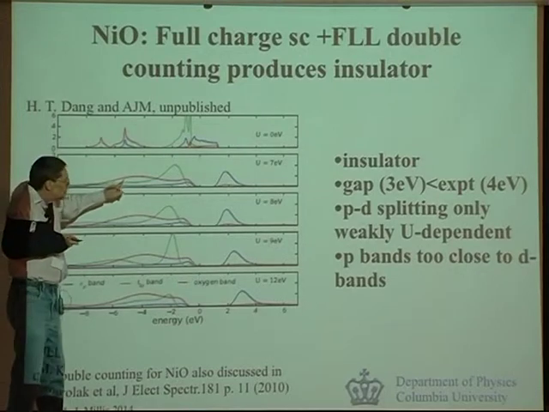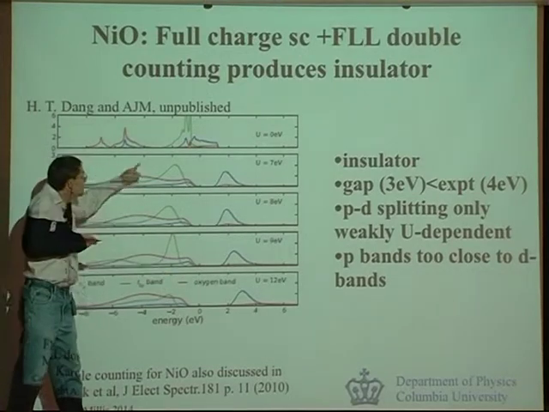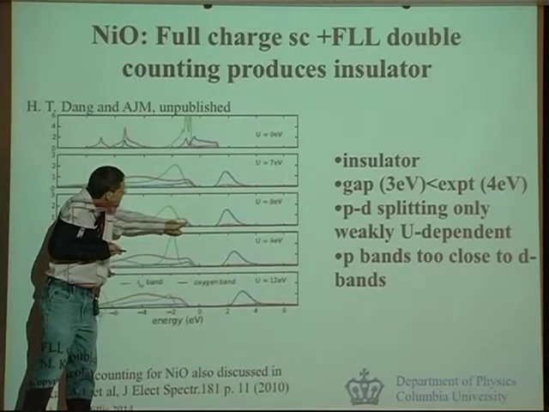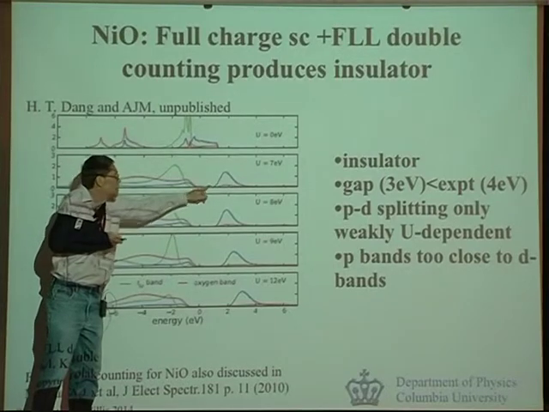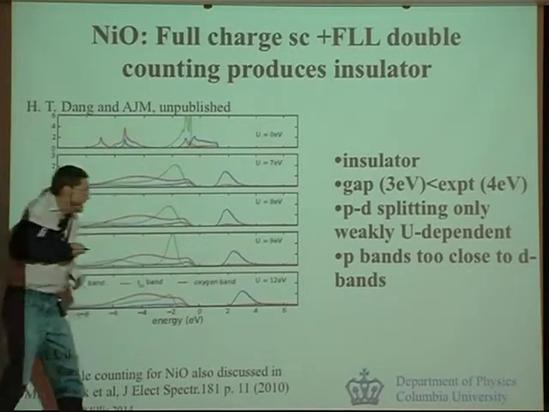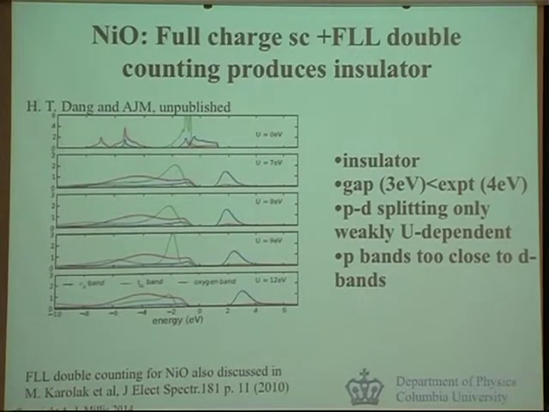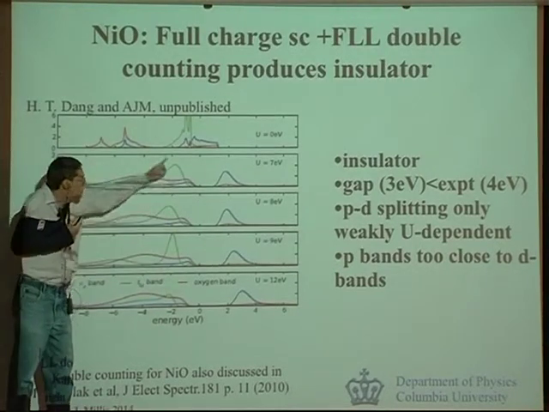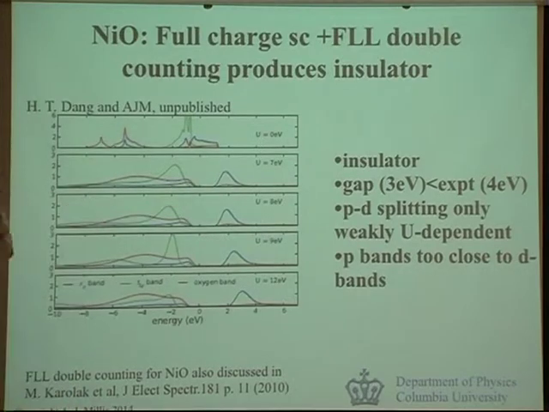And interestingly, you see that red is the oxygens, that independent of where you put the U, the basic gap between the highest occupied oxygen state and the lowest unoccupied transition metal state is essentially the same, independent of U. This combination of full charge self-consistency and the FLL double counting correction, what it does is, independent of the interaction that you assume, it keeps the p-d splitting at essentially a constant value. Now, this constant value is, in fact, a little bit too small.